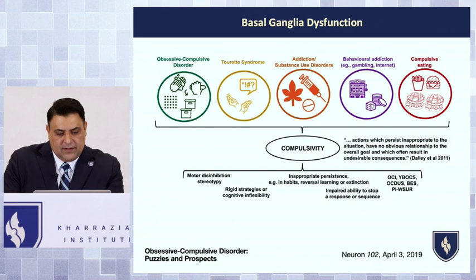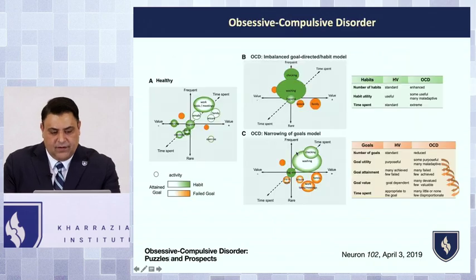And when you look at basal ganglia dysfunction, here you can see OCD, Tourette's, that also commonly have substance abuse to really get their brain to calm down, compulsive eating, behavioral gambling, these are involved. But that compulsivity is part of the basal ganglia patterns of dysfunction.